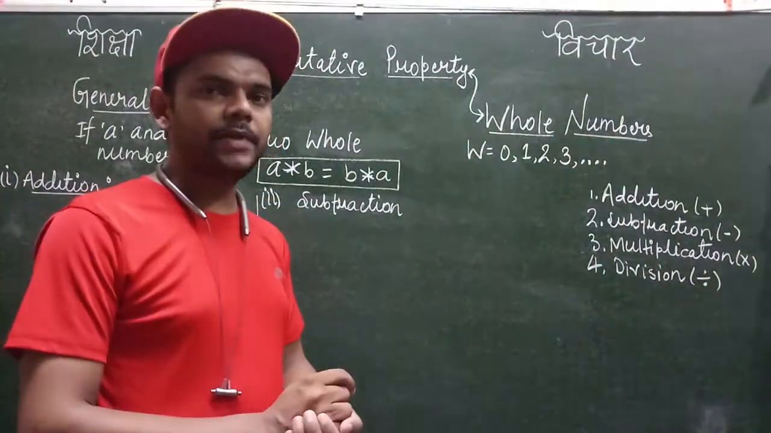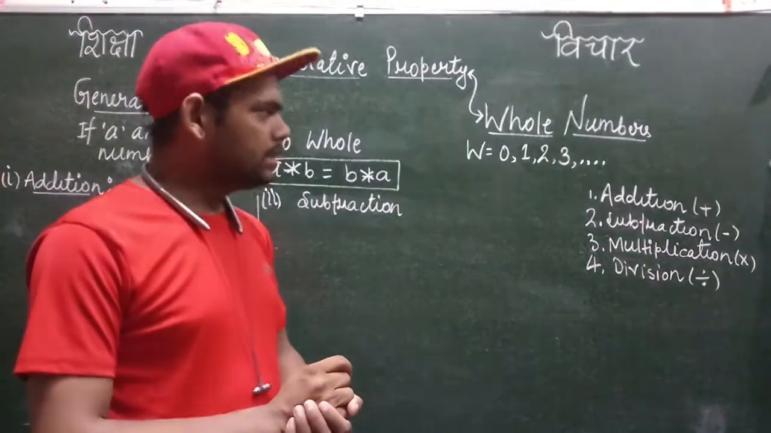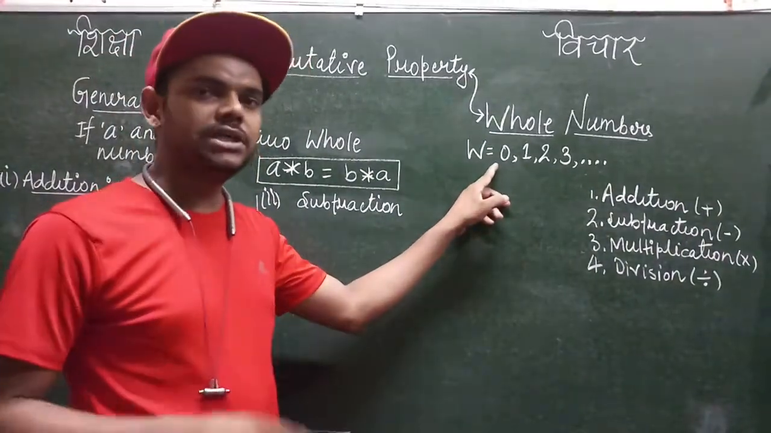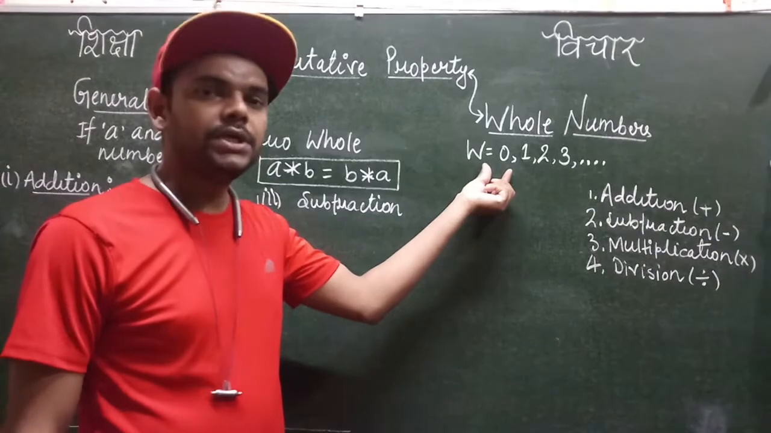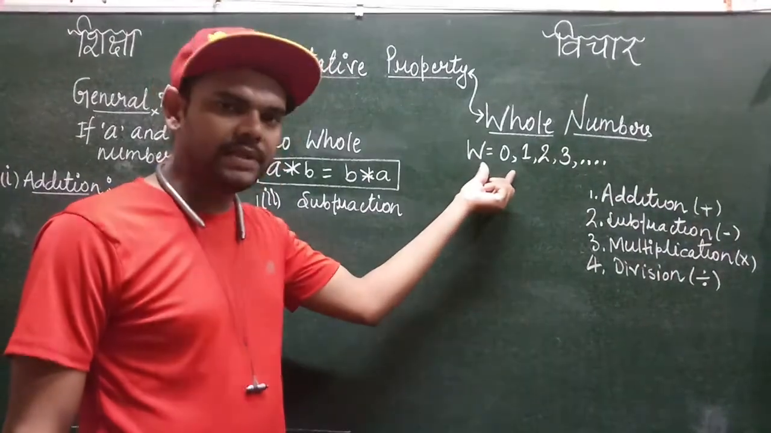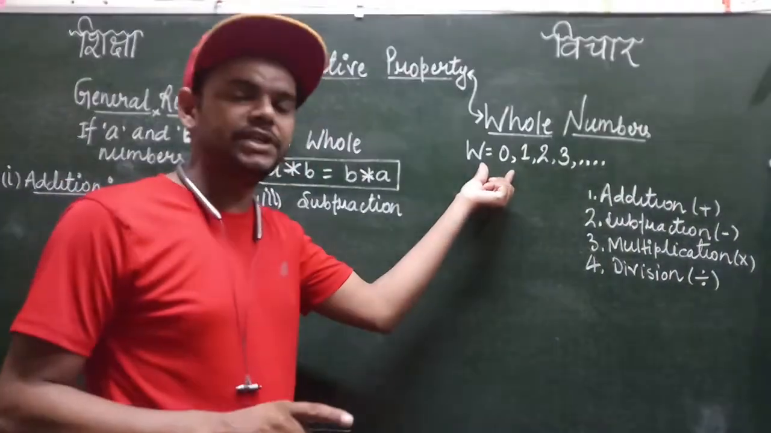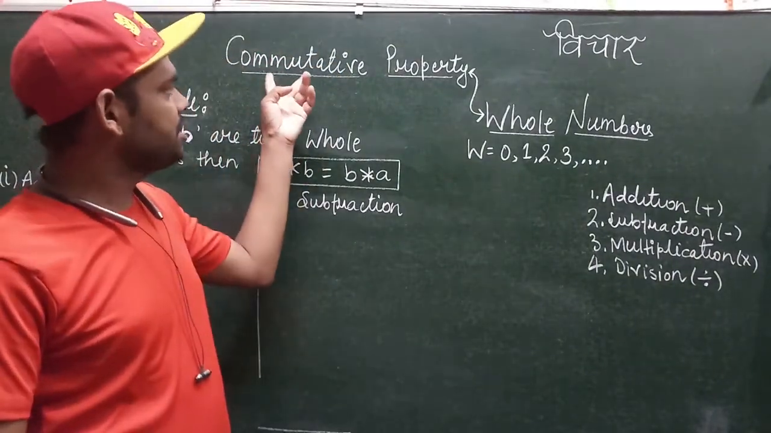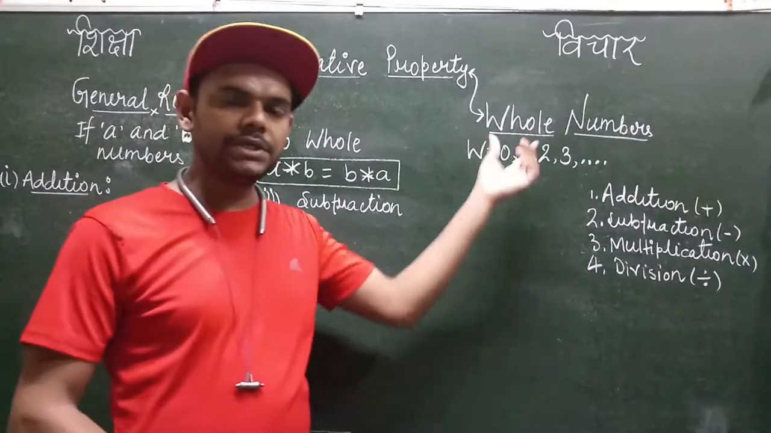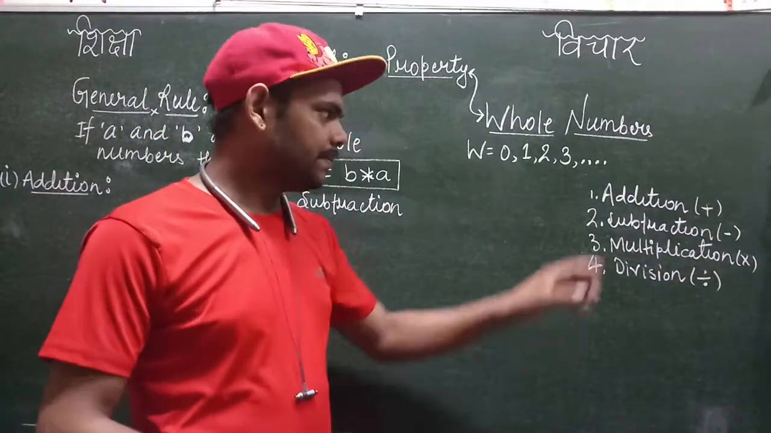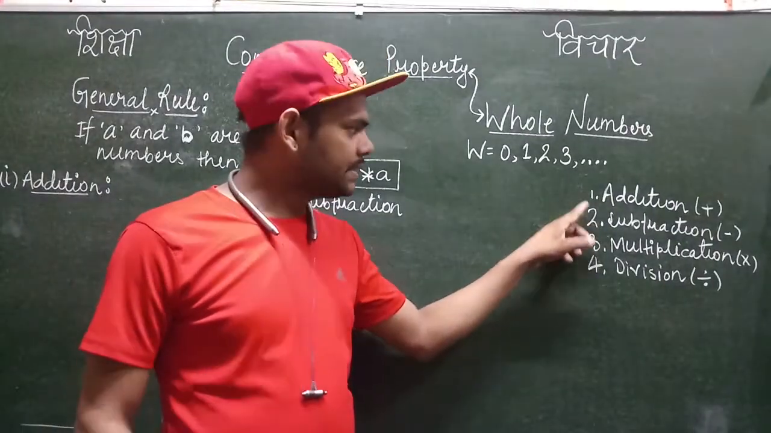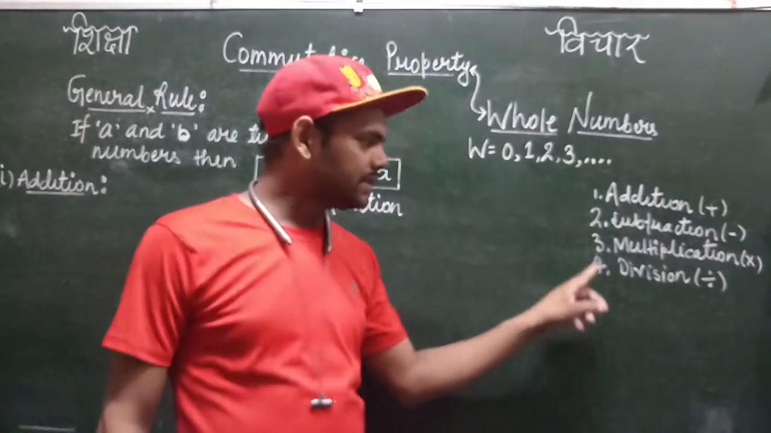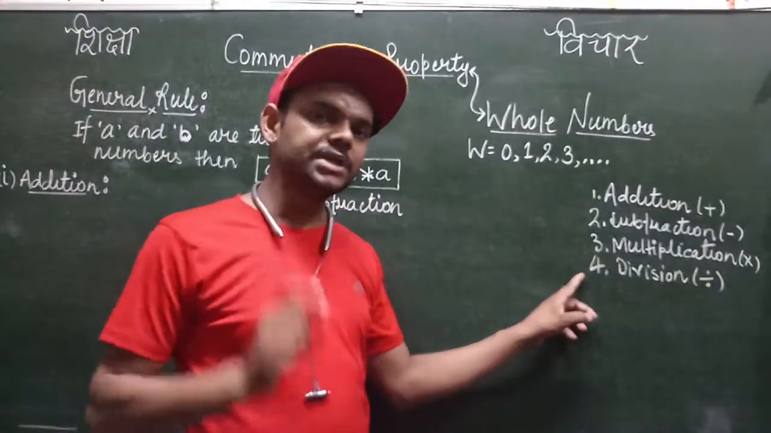If you discuss the difference between whole numbers and natural numbers, you will see that there is 0, but the natural numbers do not contain the number 0. That is the only difference between natural numbers and whole numbers. We will discuss the commutative property for whole numbers with the following cases. Addition would be the first case, subtraction the second, multiplication the third, and division would be the last case.